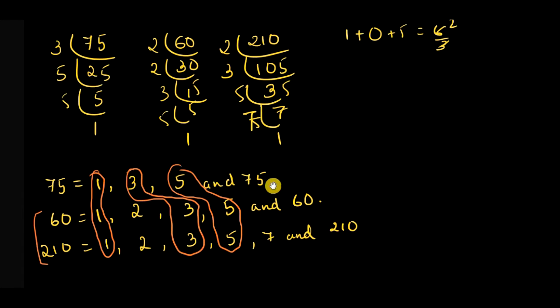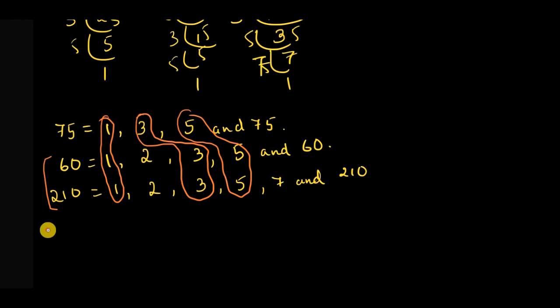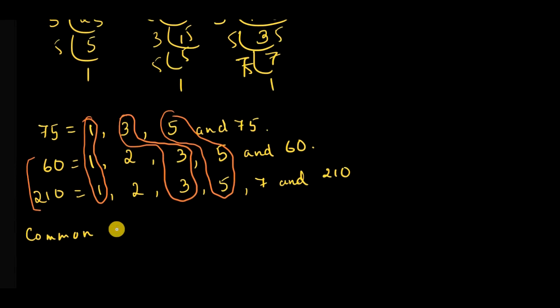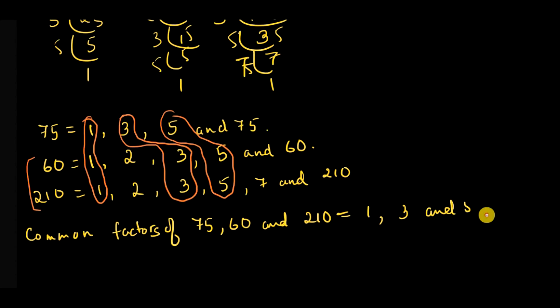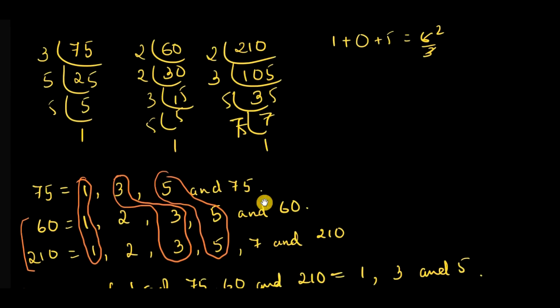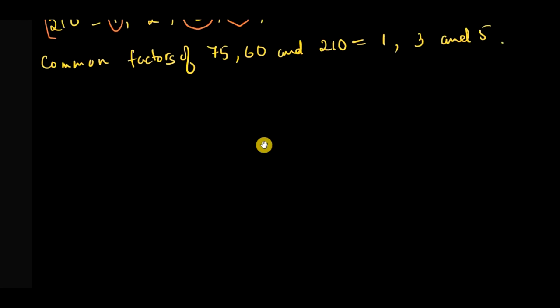So if I write it down here, common factors of 75, 60, and 210 are 1, 3, and 5. That's it. It was an easy process.